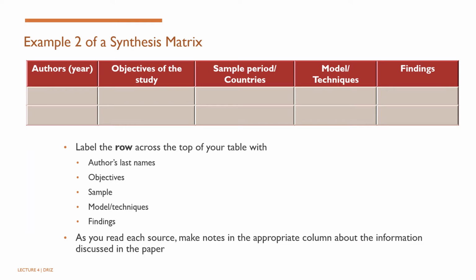Here is another way to do a synthesis matrix. This method is also known as a summary table. You begin by labeling the row across the top of your table with several key information, such as the author's names, objectives of the paper, the sample information, model or technique adopted, and main findings. As you read each source, you summarize and make notes in the appropriate column about the information discussed in the paper.